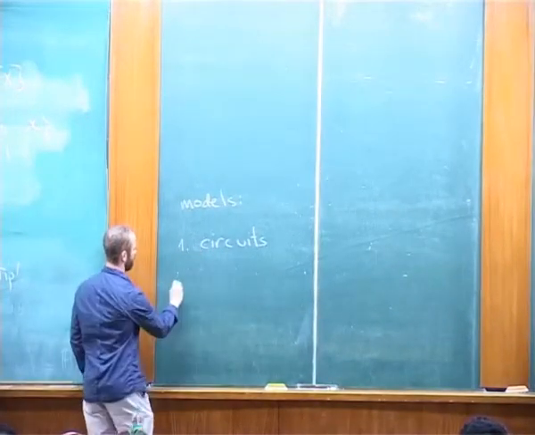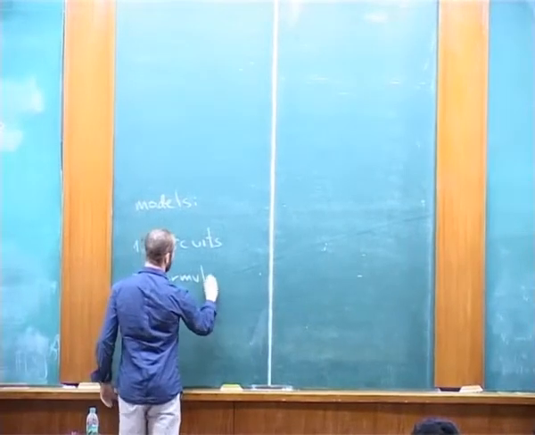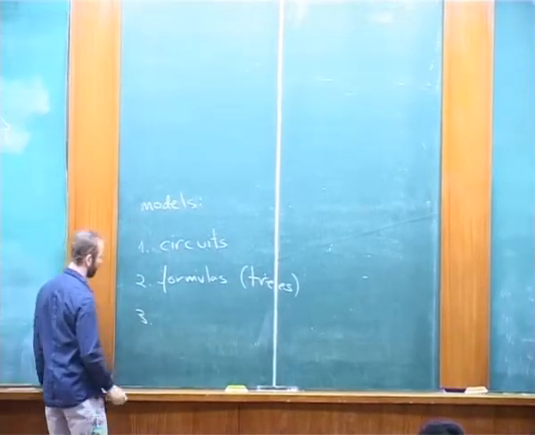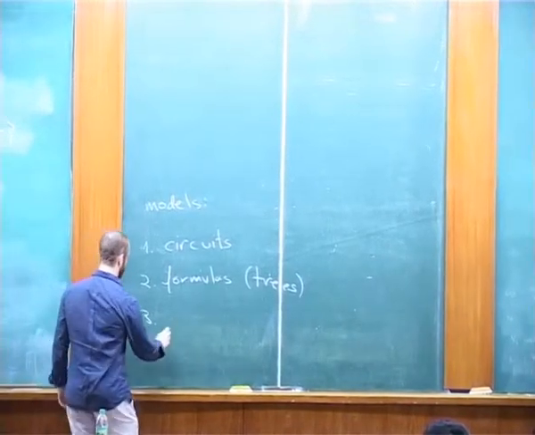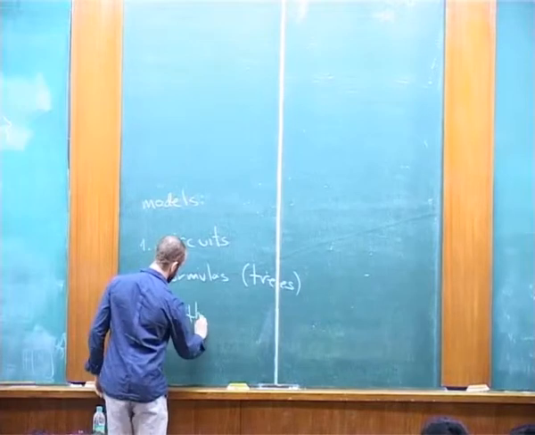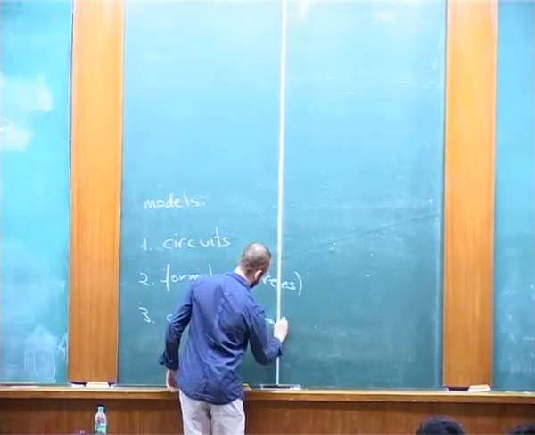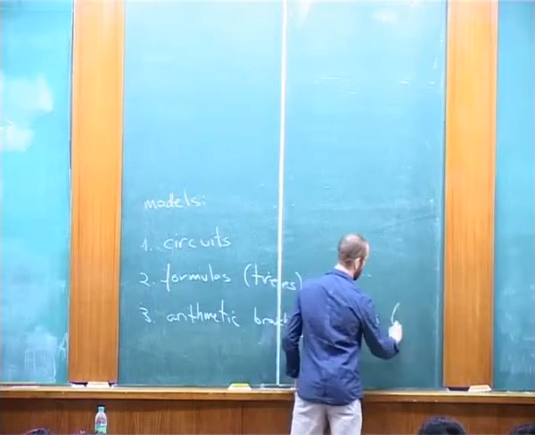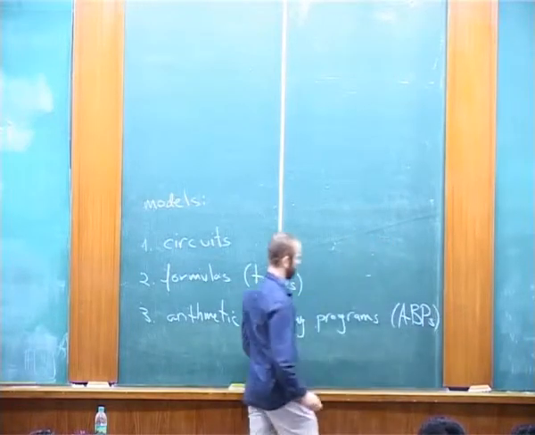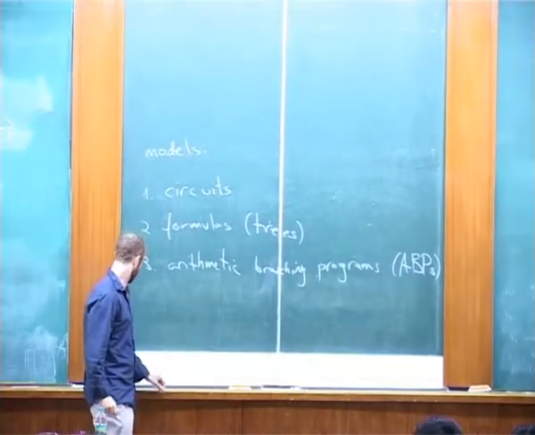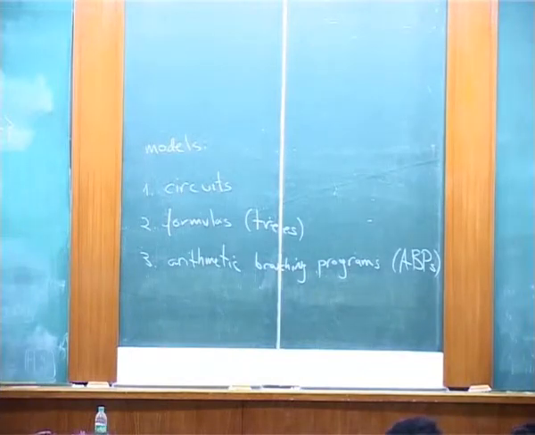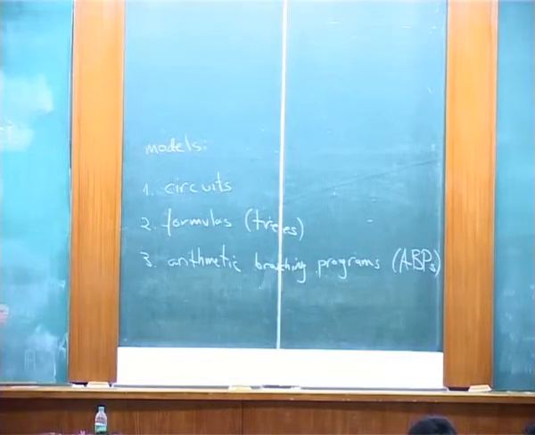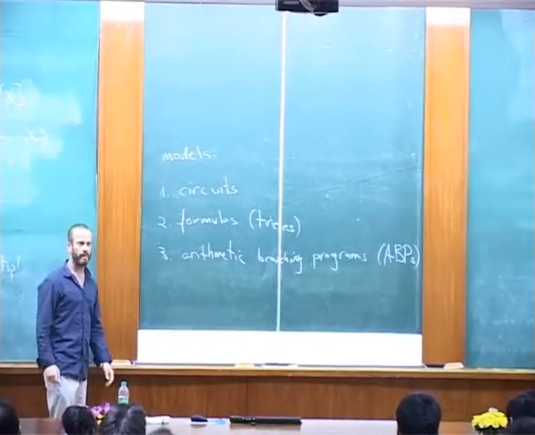The first model is circuits, which is already defined. We'll also have formulas, which are circuits that are actually trees. And I will also discuss a third model that was not discussed so far, which is an arithmetic branching program, ABP for short. Circuits and formulas we saw already today, so I will not define them. I will define branching programs by a picture.